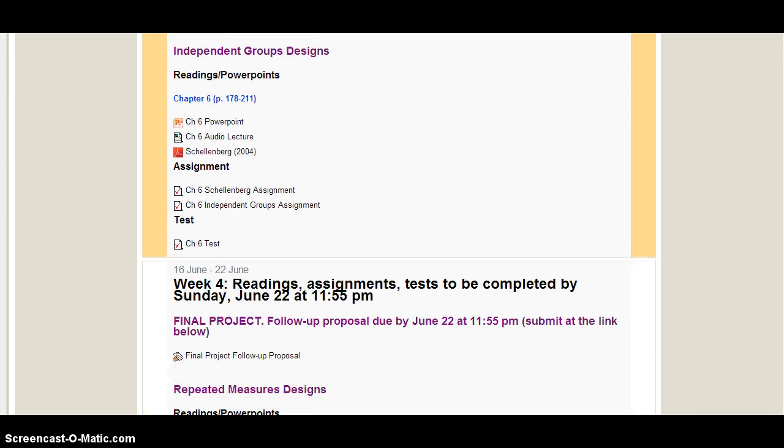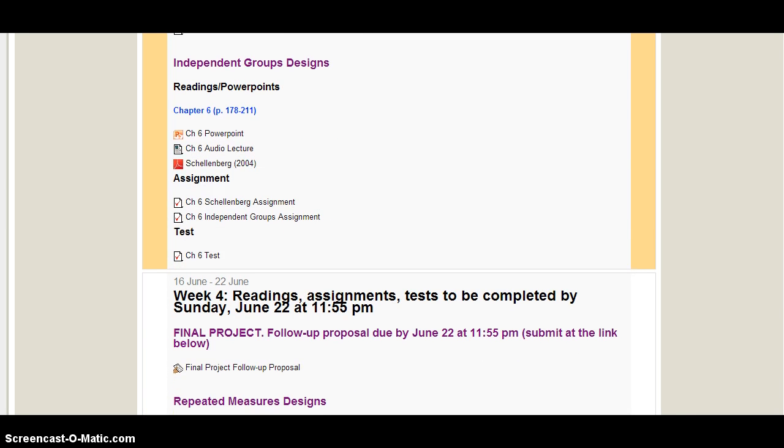In chapter six, we're going to be coming back to experimental design, so you might want to review independent and dependent variables and the other important components of an experiment that we talked about in chapter two. This is a really important chapter, so you actually have two assignments based on the chapter, so plan accordingly.